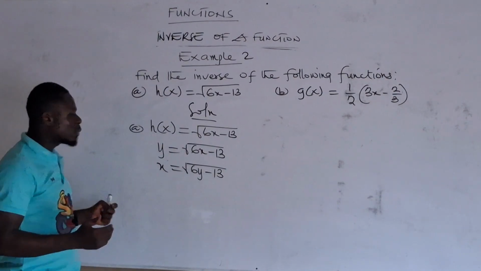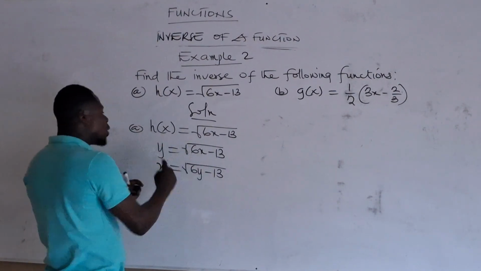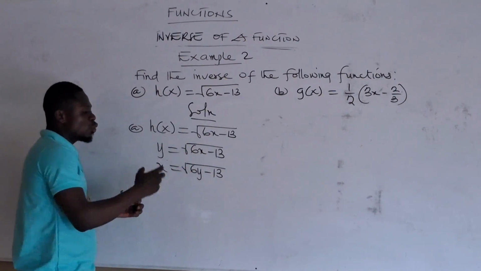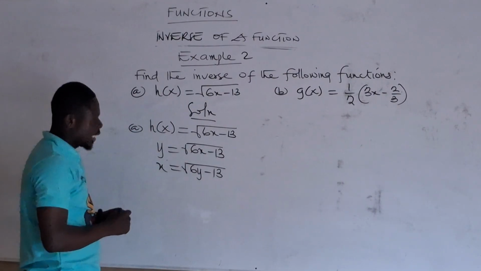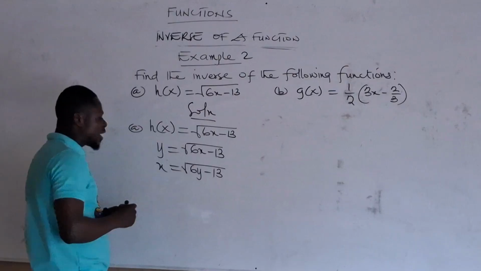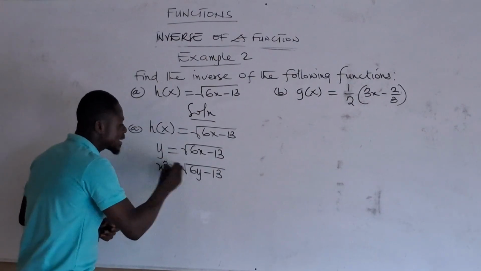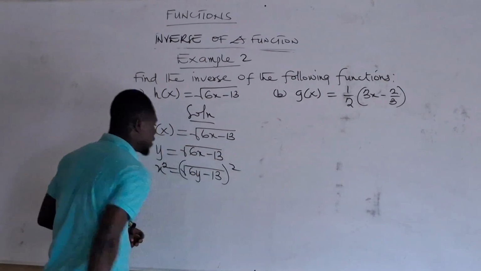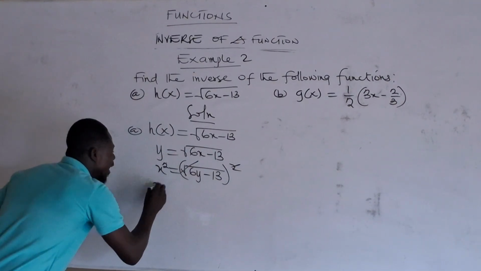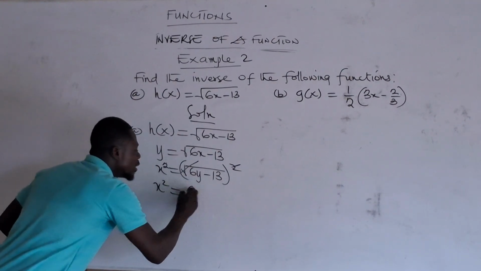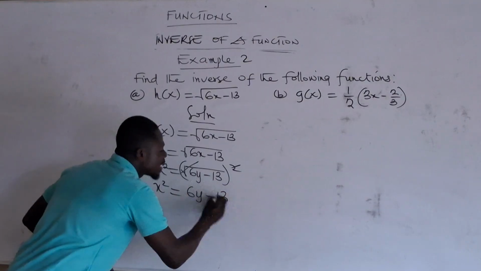How do we make y the subject? First and foremost, because the expression where the y is found is seen in a square root, we will get rid of the square root first. What do we do? We square this, we square all this. At this point, the square will cancel the square root. We have x squared is now equal to 6y minus 13.